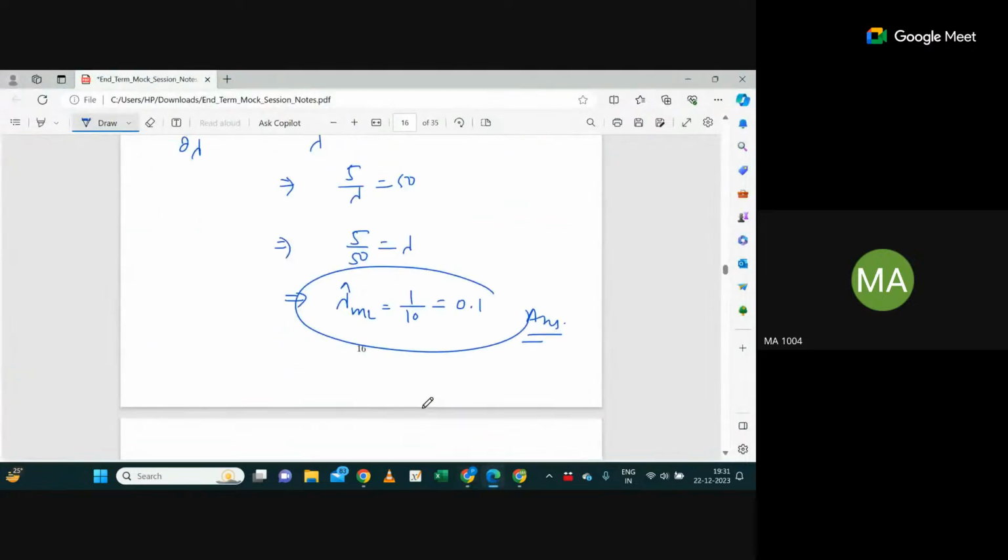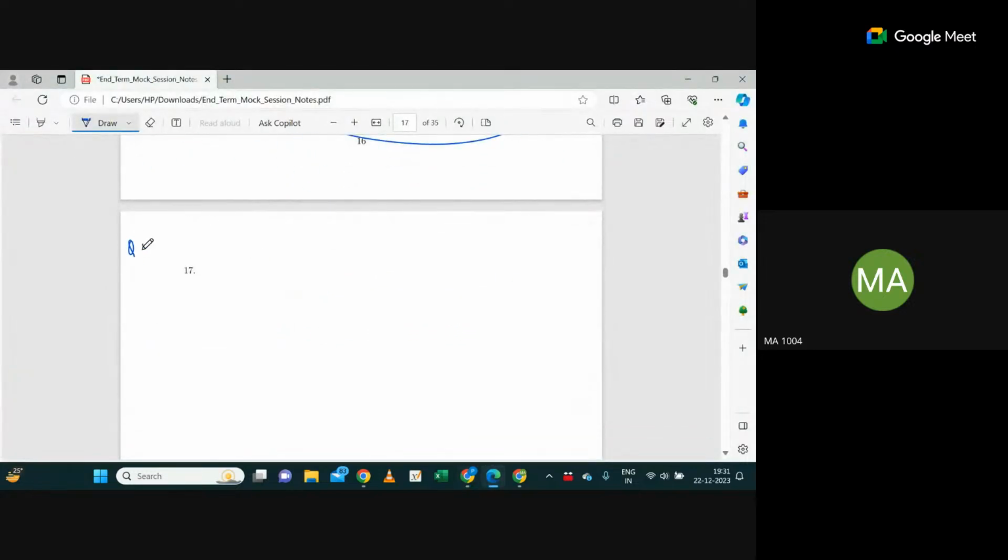Okay, let's go by the exact procedure. I have one piece of prior information: lambda is exponential 1 by 10. This lambda is now our random variable, not a constant. What will be the PDF f of lambda? It's 1 by 10 times e raised to the power minus lambda by 10. Is this clear to everyone?